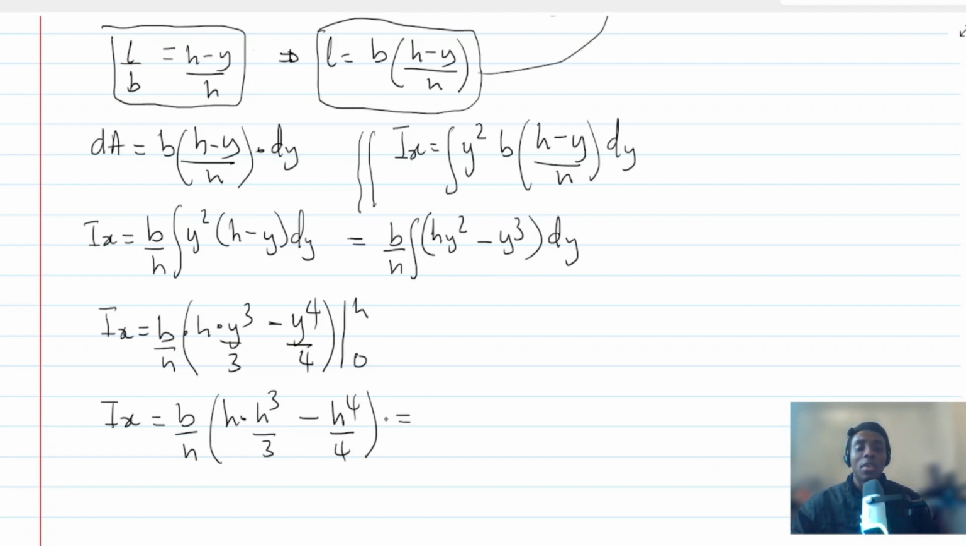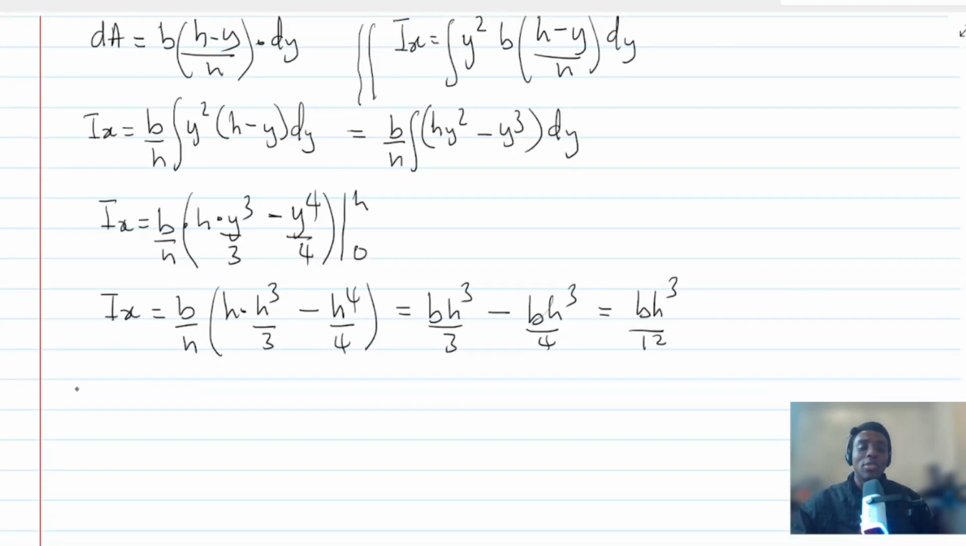So what do we have then? We are going to get b, and then h will cancel one of the h, so bh cubed over 3 minus, again one of the h will cancel, then we get bh cubed over 4. So interestingly, we are basically going to get bh cubed over 12. You can do the algebra and you end up with this.